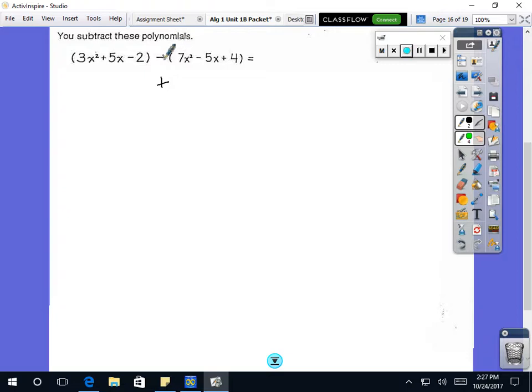This is like a negative 1 on the outside. So if we distribute the negative 1 to 7x squared, it will become a negative 7x squared. If you distribute this negative 1 to negative 5x, it will become a positive 5x. And if you distribute the negative 1 to the 4, it will become a negative 4. Now, since the negative is right here, it does not affect this trinomial. It will remain 3x squared plus 5x minus 2.